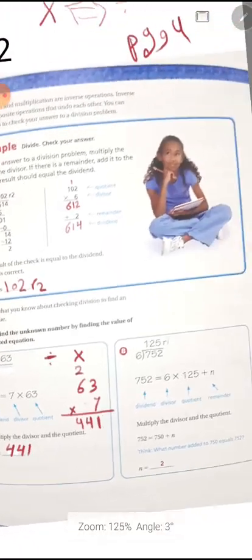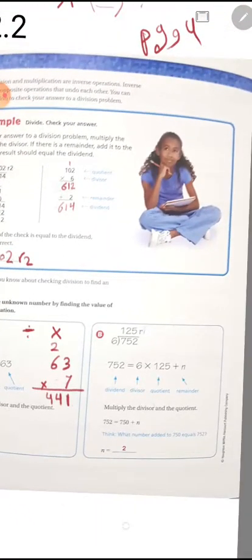Let's see exercise number 2. In exercise number 2, what do I have to find? I have to find the remainder. The remainder is the number that remains, and I can't divide it by the divisor, right? So to know the remainder, what do I have to do? There is an equation you can use to know the remainder. The equation says that the dividend equals the divisor multiplied by the quotient plus the remainder.